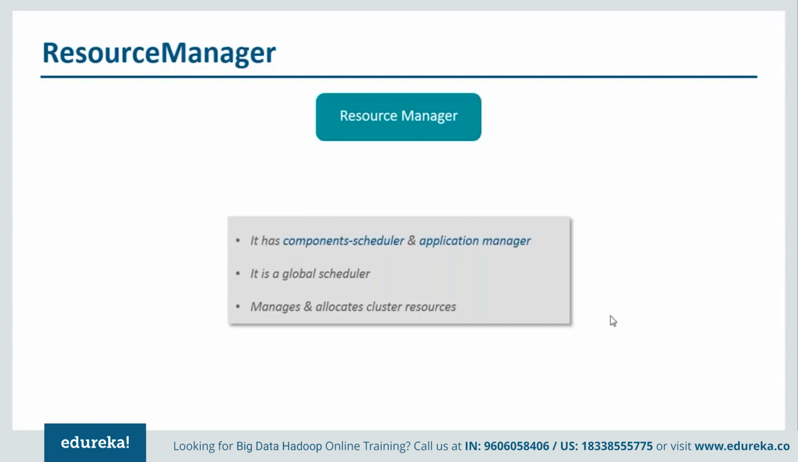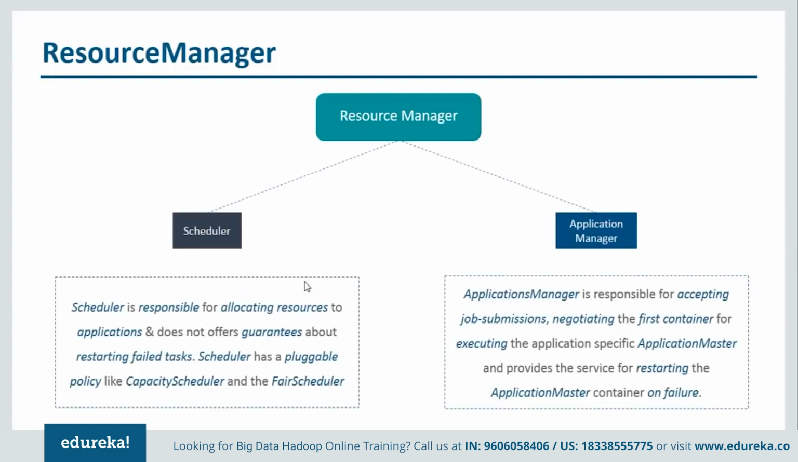So as we discussed, the resource manager has two components, that is the scheduler and the application manager. The scheduler is responsible for allocating resources to applications and does not offer guarantees about restarting failed tasks. The scheduler also has pluggable policies, that is, the capacity scheduler or a fair scheduler, etc. Moving down, the application manager is responsible for accepting job submissions and negotiating the first container for executing the application specific application master, and it also provides the service for restarting the application master on failure.